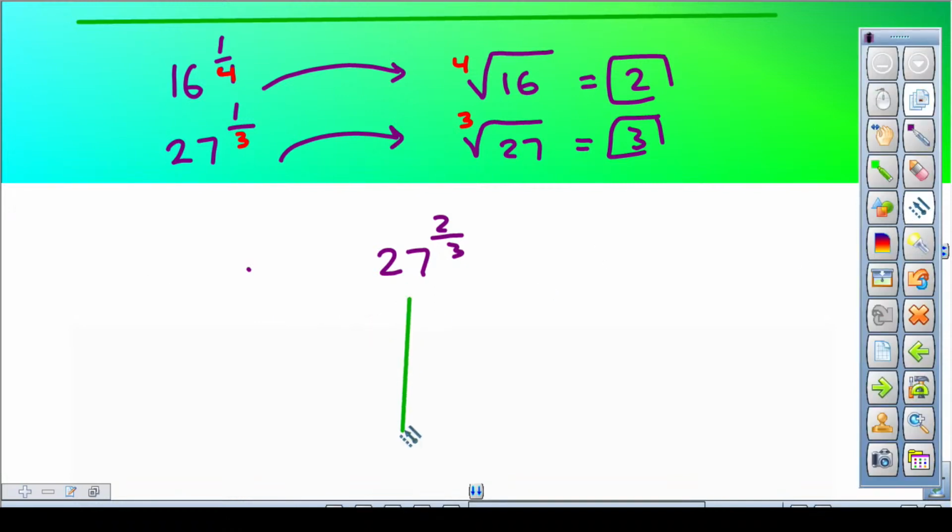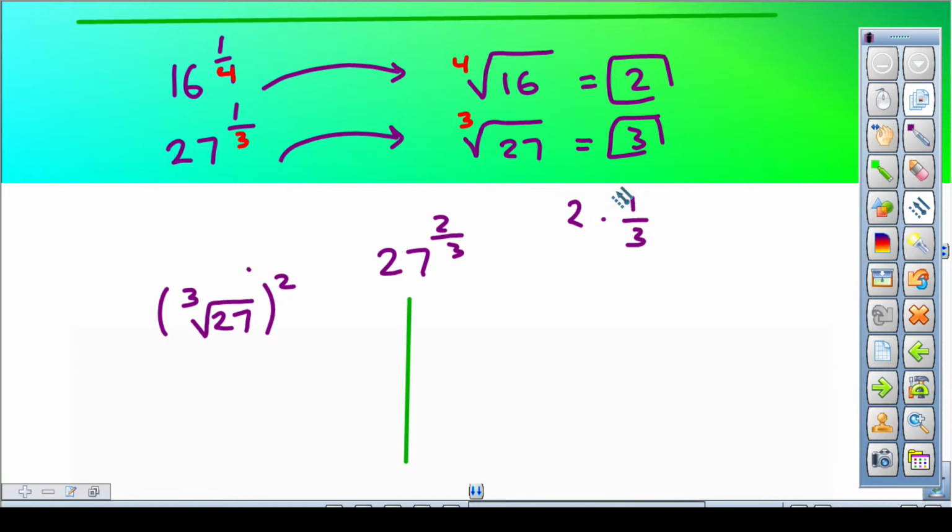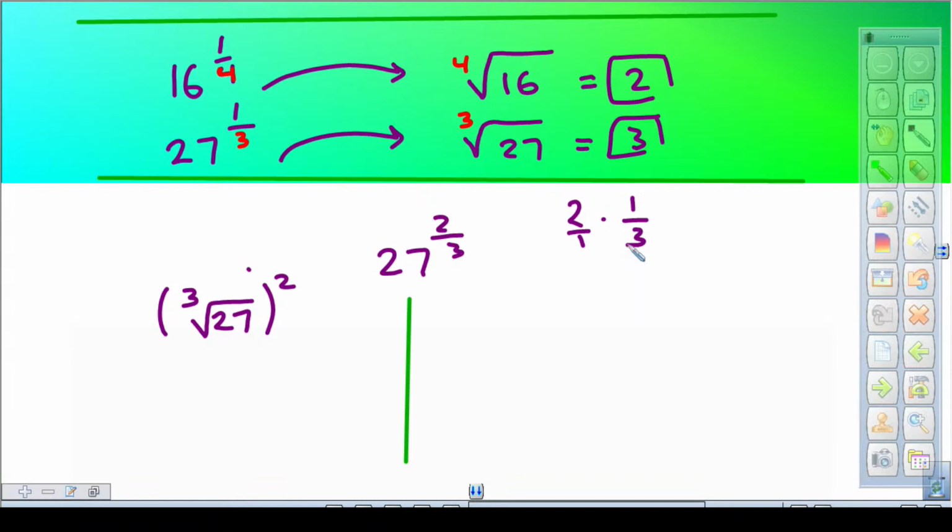I'm only going to deal with radicals, okay? So what kind of root is the 2/3 here? Third. It is the third root of 27. However, that 2 is outside here waiting for me, because 2/3 is like 2 times 1/3. Keep that in mind, okay? 2/3 is 2 times 1/3, or 1/3 times 2. You also could make this a fraction if you'd like.